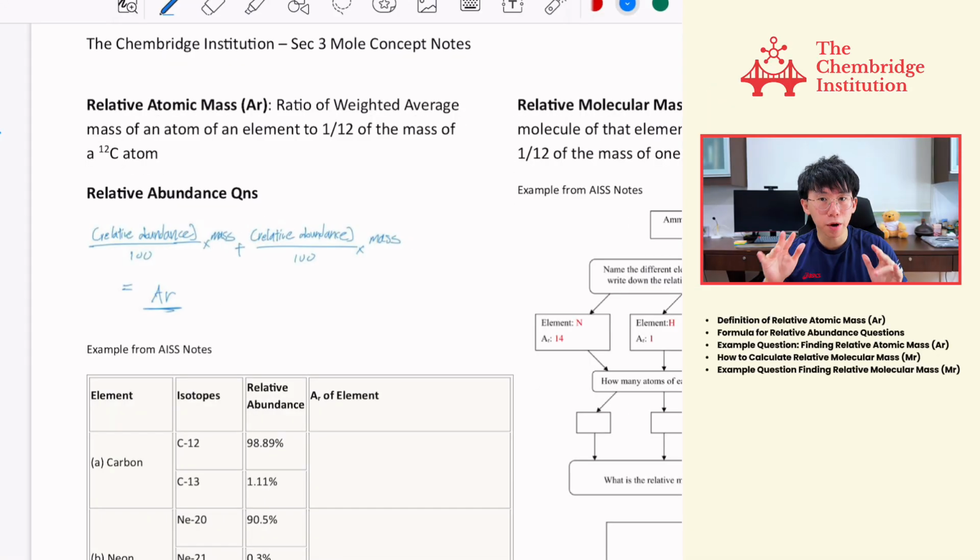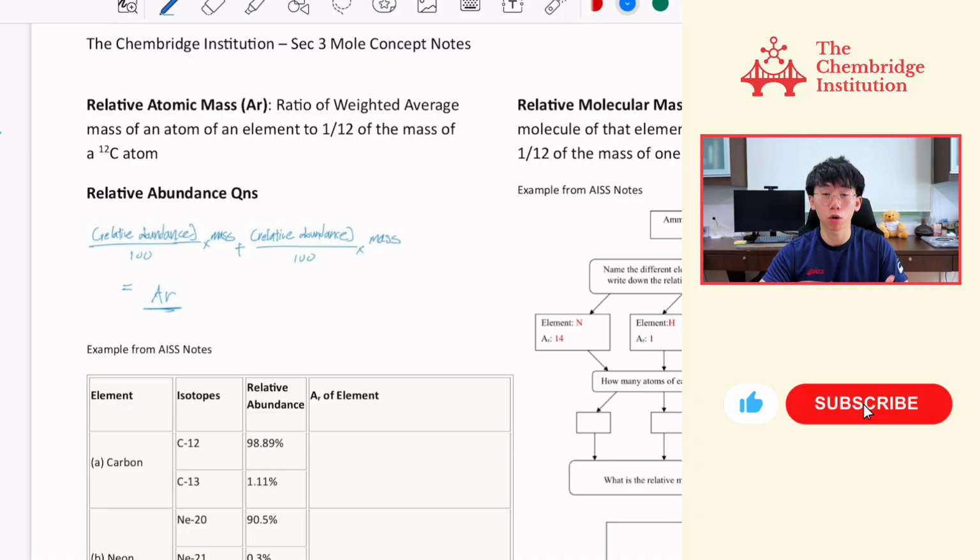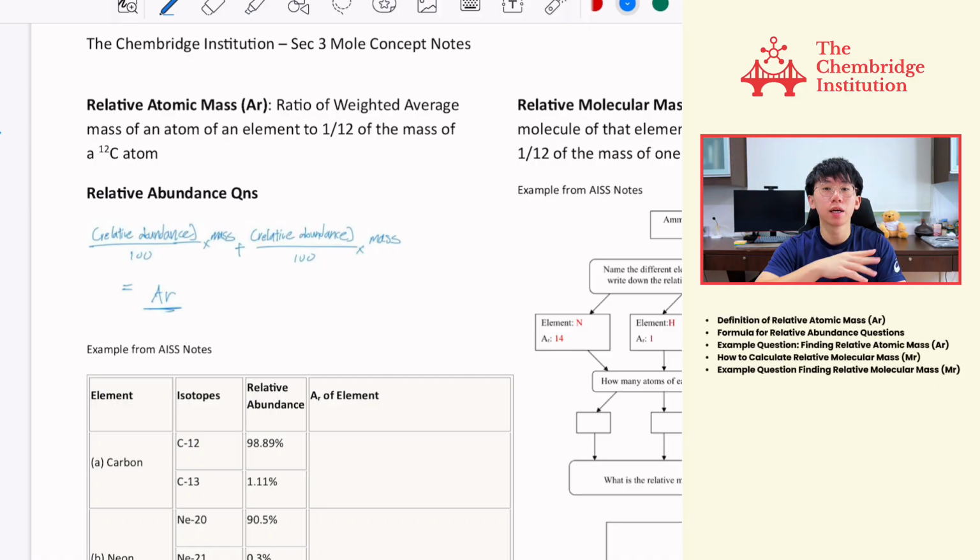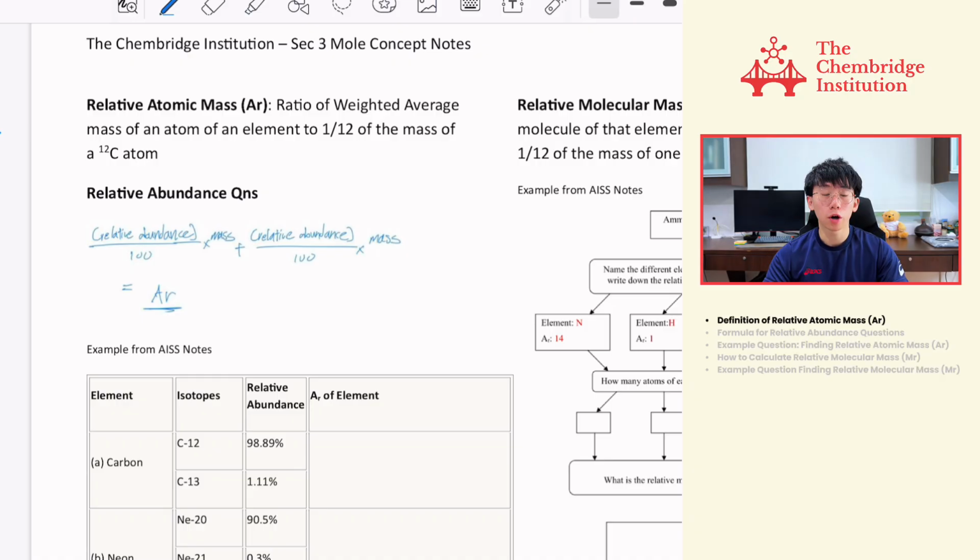Mole concept is a very important chapter, especially in the whole of chemistry, because it is the first time that you'll be learning how to do your calculations in the world of chemistry. And you realize that everything in chemistry revolves around this mole concept. So to kick things off, we'll start with defining what is the relative atomic mass.